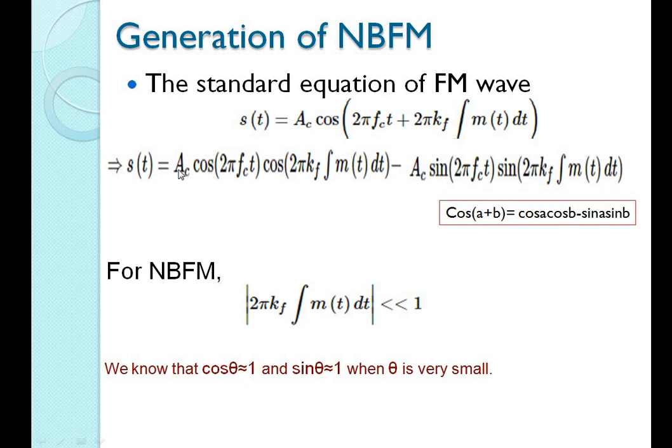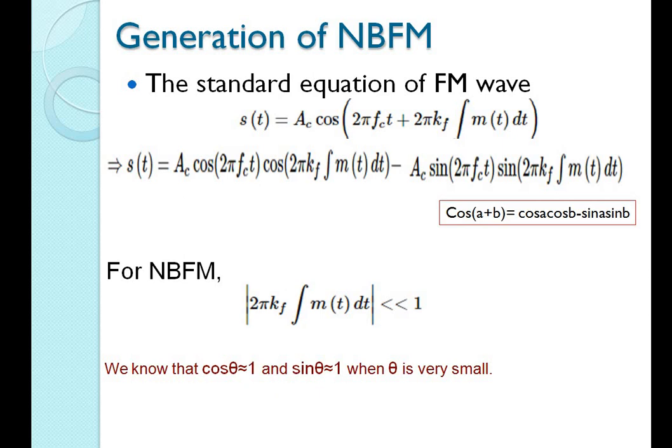Then I will get it as Ac cos(2 pi fc t) into cos(2 pi kf integral of m(t)), which is cos a into cos b, minus Ac sin(2 pi fc t) into sin(2 pi kf integral of m(t) dt). This is the equation from which you are going to generate the narrowband frequency modulation, correct? For that, the beta value or modulation index 2 pi kf into integral of m(t) should be less than or equal to 1.